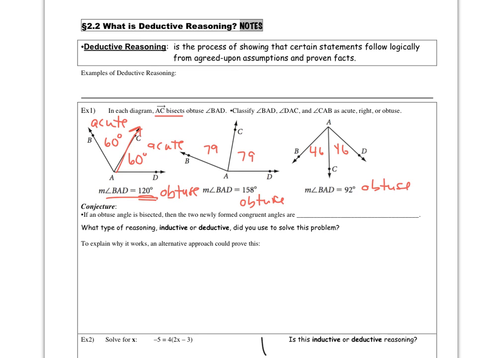So if an obtuse angle is bisected, then the 2 newly formed congruent angles are acute. We have a student who says that's not always true because 180 degrees is obtuse, and when you cut 180 degrees in half, you get 90, which is not acute. Are you agreeing with that statement? What do you think?